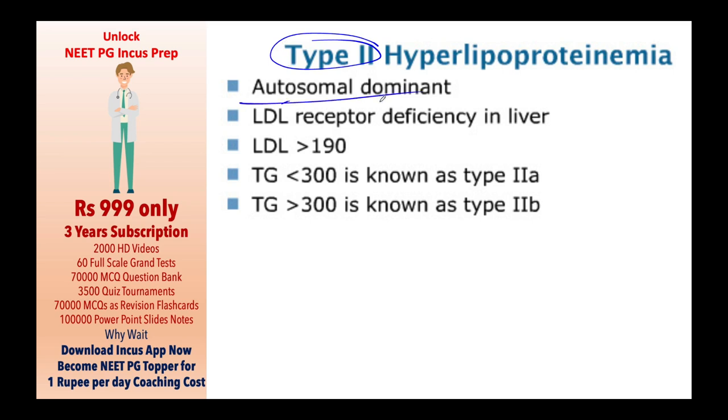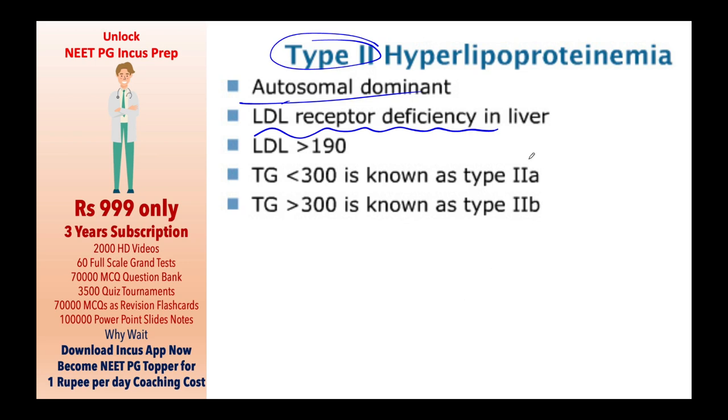Then type 2 hyperlipoproteinemia. It is autosomal dominant and there is an LDL receptor deficiency in the liver. And the LDL is more than 190.